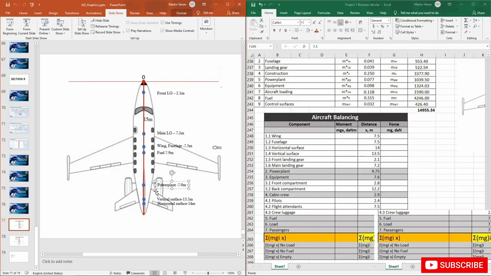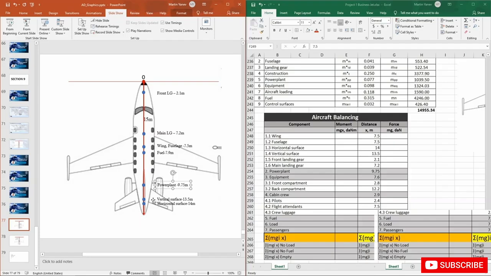Okay, there's gonna be the power plant, and actually this is a mistake here, it's actually 9.75. So it's not that close to the wings, but it's just a little bit forward compared to the horizontal and the vertical surfaces. Then as you can see, the horizontal and the vertical surfaces are almost at the end of our body, so their mass is located at the end.